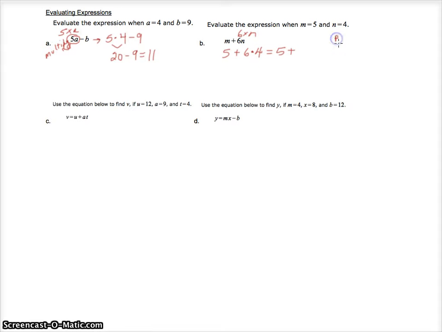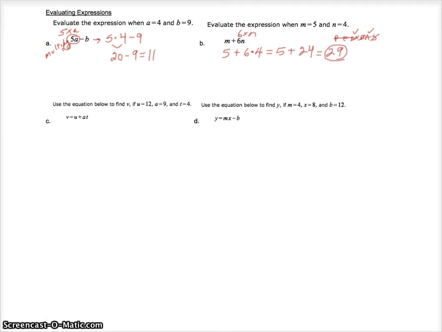So parentheses, exponent, multiply, divide, add, subtract. I don't have either of these, but I do have multiply, so I have to multiply first. It's going to be 5 plus 6 times 4 is 24. So that one's out of the way. I do not have divide, but I do have add, so I have to add them together. 5 plus 24 is 29. And I don't have any subtract, so I'm done.